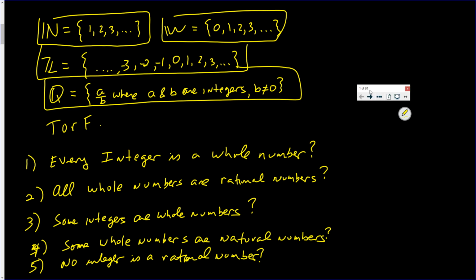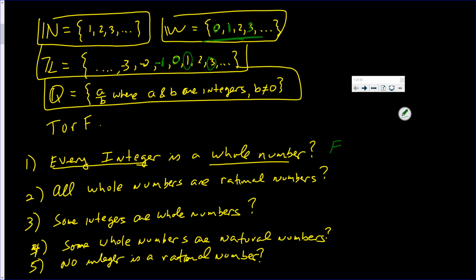And let us consider the first one. It says every integer. That means each and every integer is a whole number. Well, maybe it's true, maybe it isn't. That's a whole number, I know. I see it right there. 3 is a whole number. Oh, yeah, 0 is a whole number. Yeah, looks like every integer is a whole number. But you have to investigate further. -1 is an integer, but I don't see it here. So the answer is false.